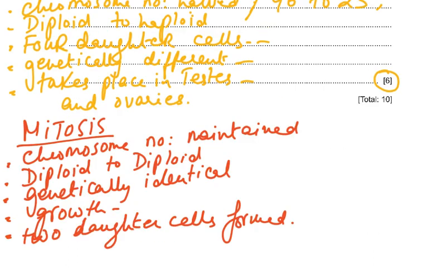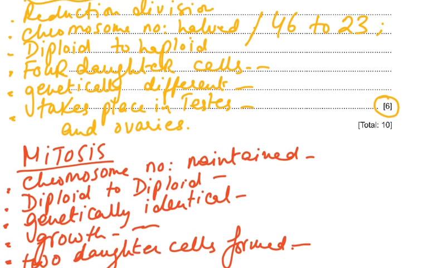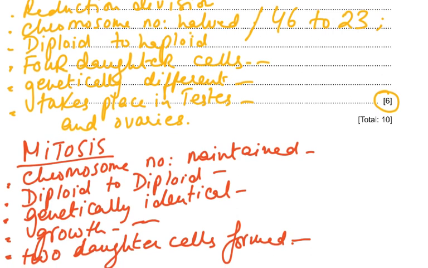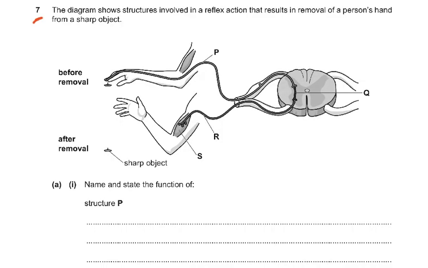So for mitosis, you would say chromosome number is maintained, diploid to diploid, they're genetically identical and they're needed for growth, and 2 daughter cells are formed. So you can see it's a very good comparison between meiosis and mitosis. So I'm sure it will help you in your revision, and I'm sure it will help you in the coming exam.